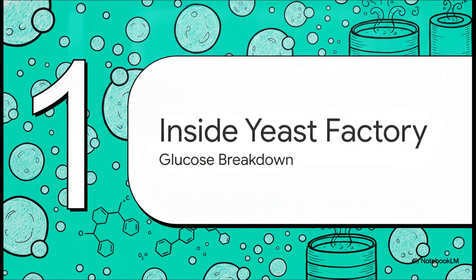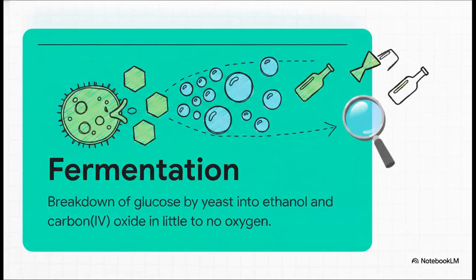Inside the yeast factory, breaking down glucose. Let's explore the underlying biochemical concept here by looking at a pretty amazing natural process. I want you to think of yeast as a microscopic, incredibly efficient chemical factory. When yeast enzymes get to work on a glucose solution in an environment with little or no oxygen, they perform a process called fermentation. The yeast essentially eats the glucose, processes it, and then literally breathes out 2 very specific things. First, ethanol, and second, our target molecule, bubbles of carbon 4 oxide.